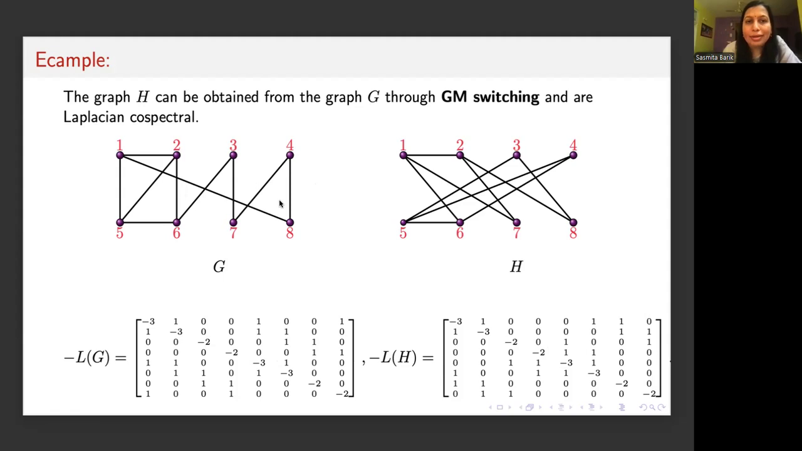So this technique can be used to construct co-spectral pairs. Okay, and students who are listening can construct similar types of switching also.